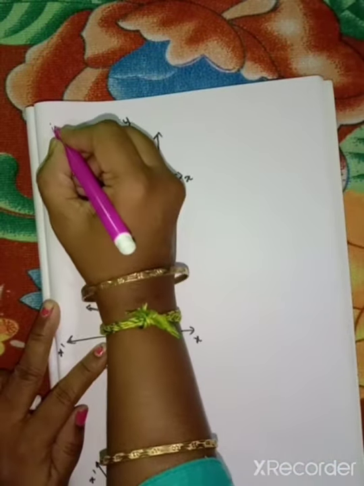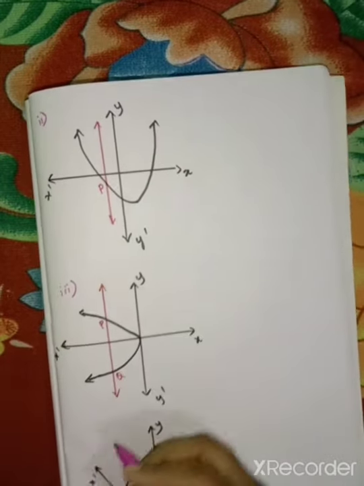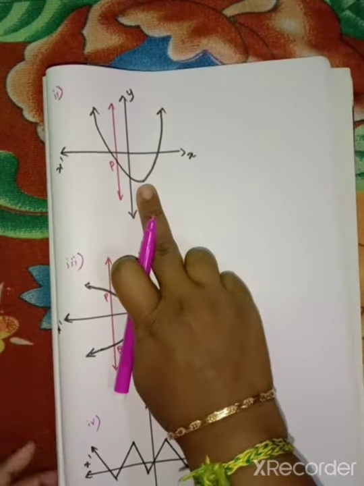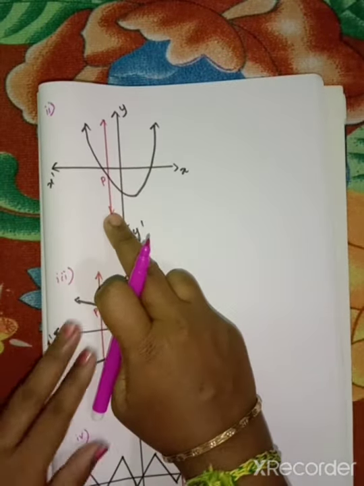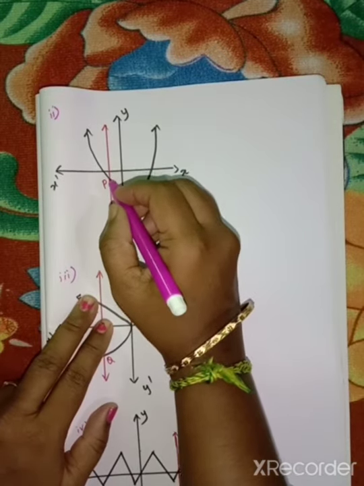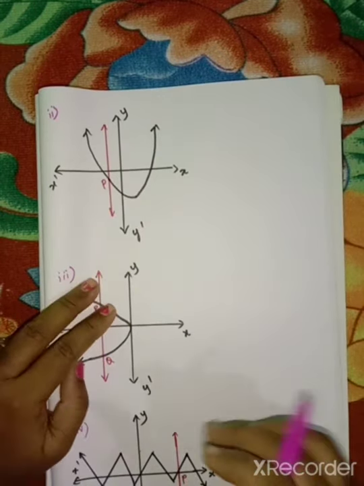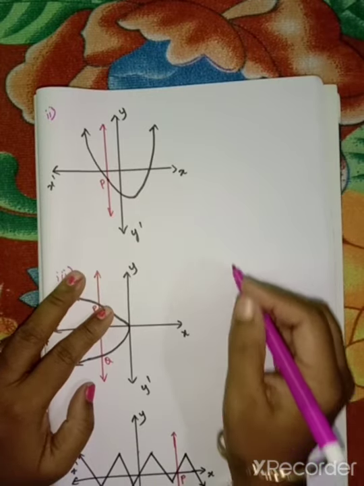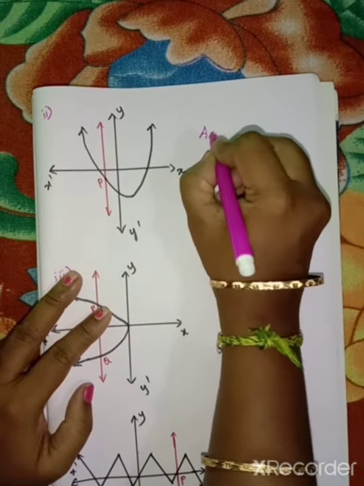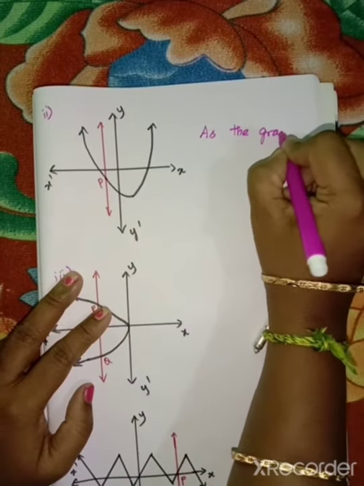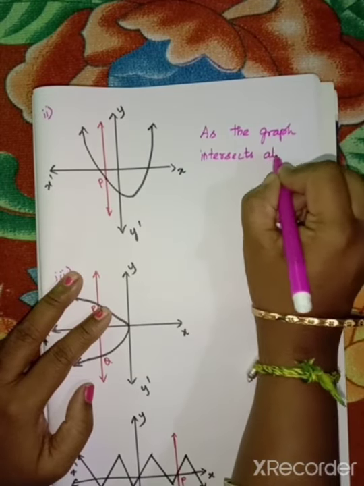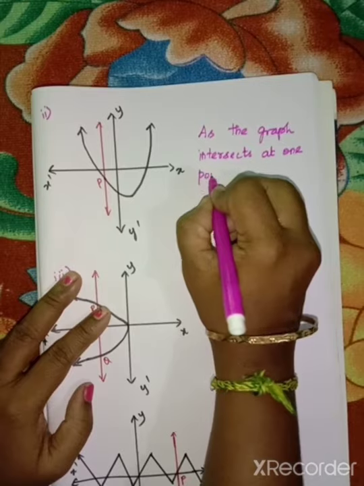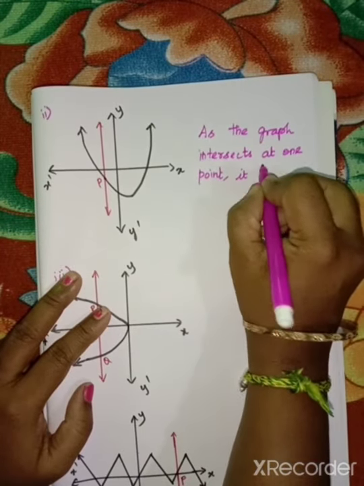See the next one, the second one. This is the third one and the fourth one. So see the second one. This is like a parabola curve. Here the red colour line is the vertical line. By using the vertical line test, see here it connects at one point. So is it a function or not? Yes, it is a function. So the answer is: as the graph intersects at one point, it is a function.